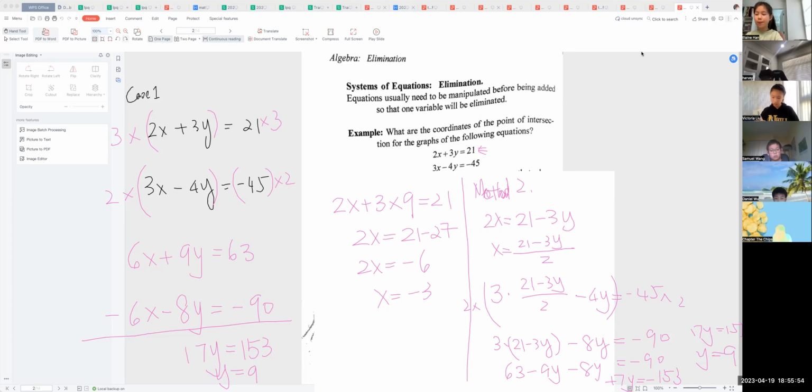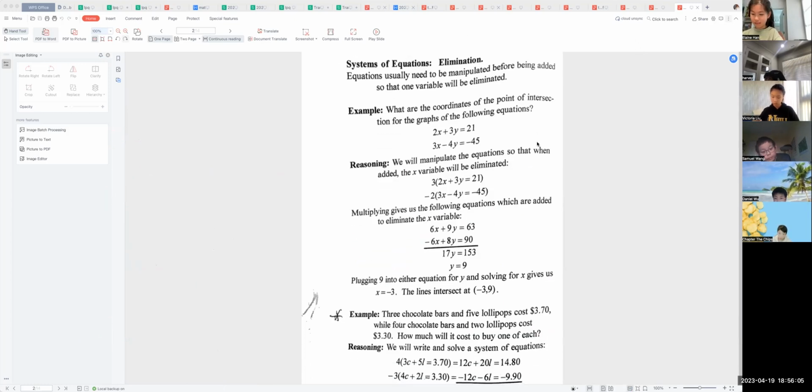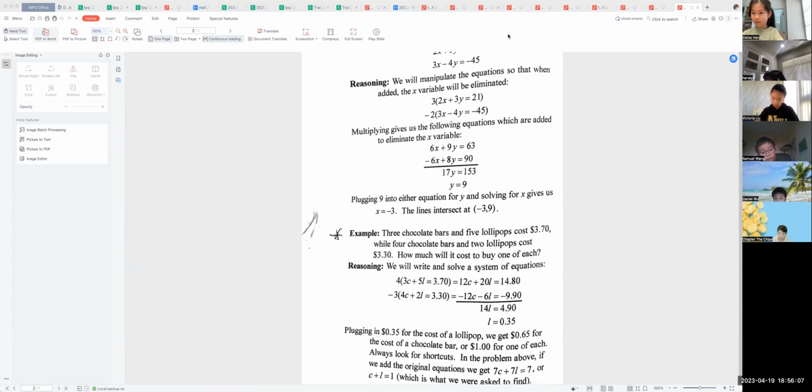But why do people even use method 2 if it's way more complicated? Some questions cannot be done using method 1. Very good, Aileen. Some questions cannot be done using method 1. Get it? Okay, so now let's take a look at example 1.